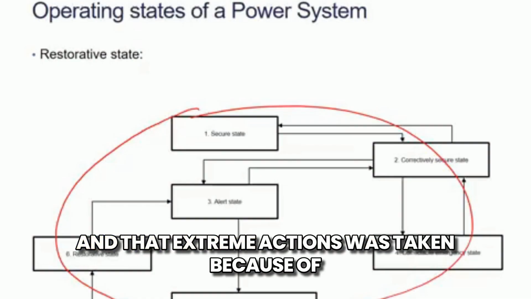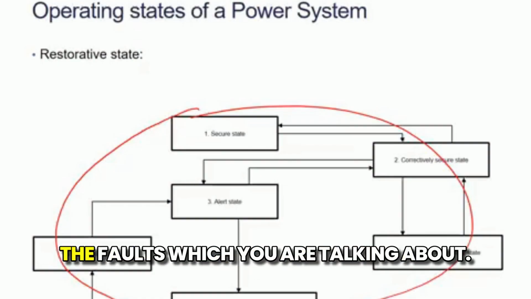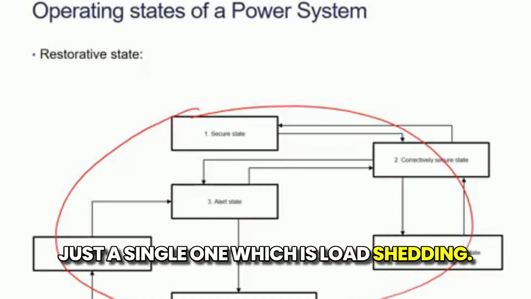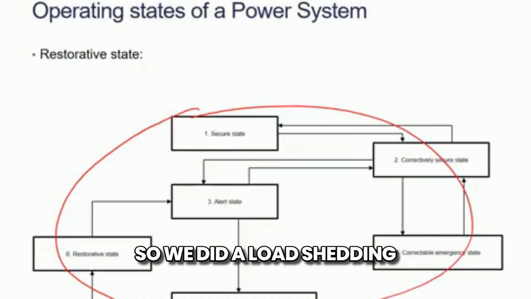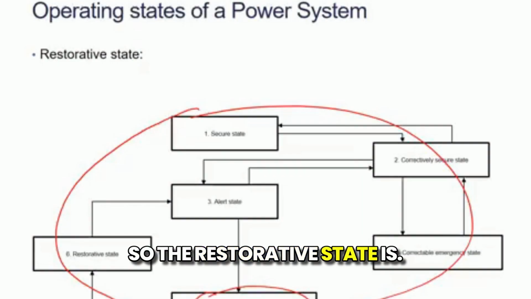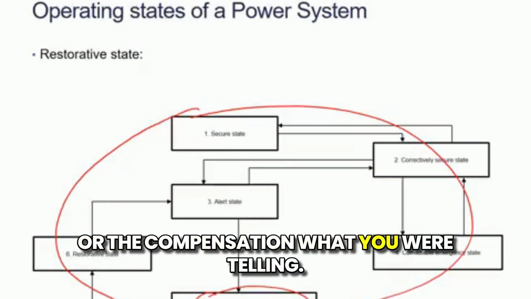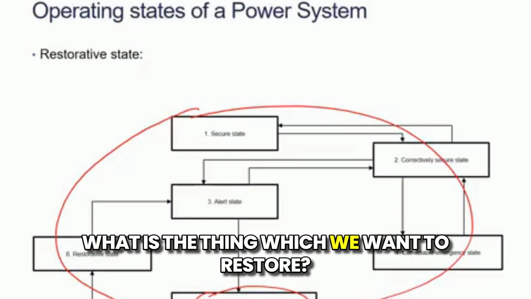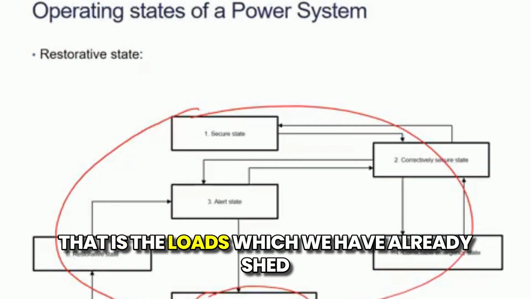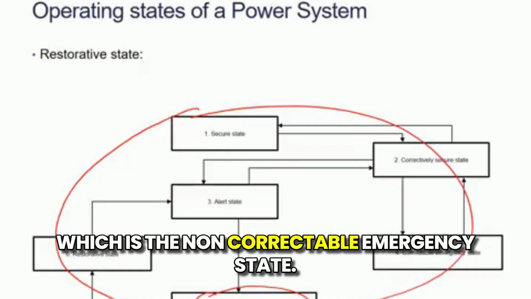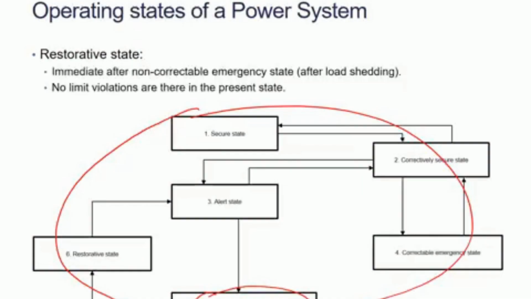We want the system to still run, but some extreme actions have been taken because of the faults, and that extreme action is just a single one, which is load shedding. So we did load shedding in the non-correctable emergency state. The restorative state, the compensation you were talking about, is to restore the loads which we already shed in the fifth block, the non-correctable emergency state.